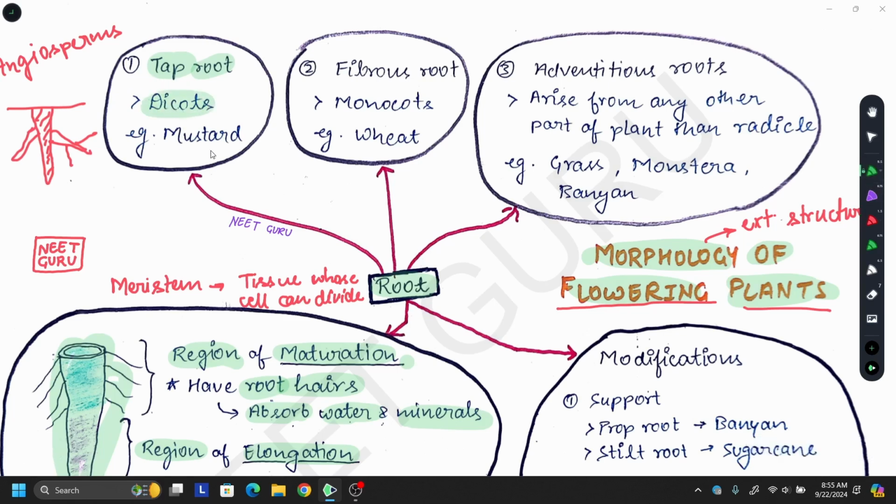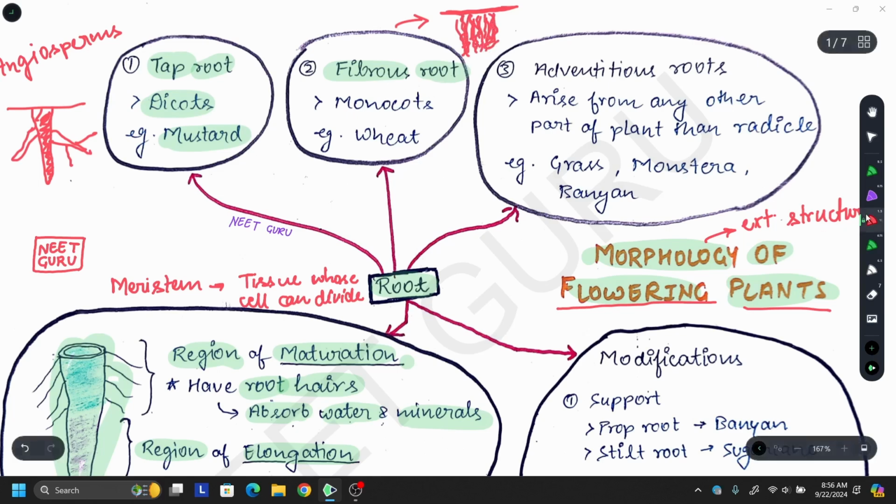This is a very important question. Tap roots are found in dicot plants, for example mustard. In mustard, you can see tap roots. Then the fibrous root system. In the fibrous root system, the strong tap root does not exist. If we see, this is the soil, this is the surface, and below the surface you will see fiber-type structures: many thin and small roots, large in number. This is called the fibrous root, and it is found in monocots. For example, wheat is a monocot, so fibrous roots will be seen in wheat.